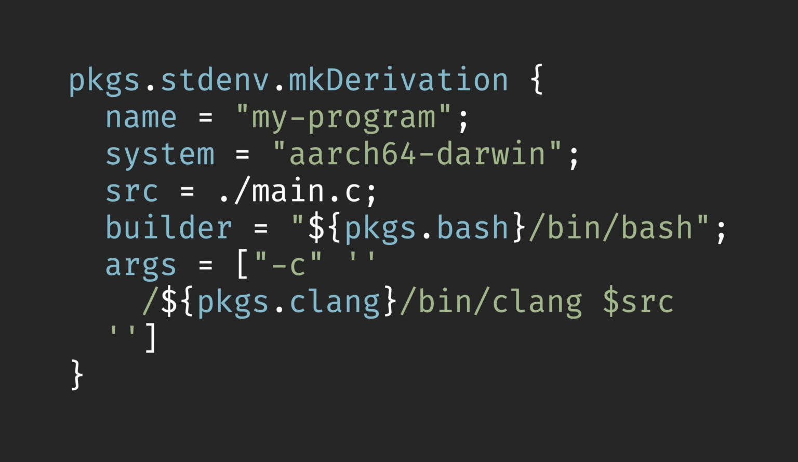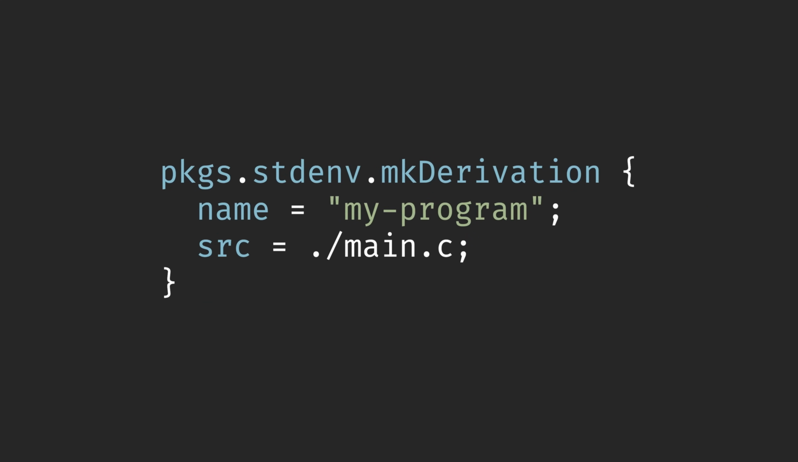mkDerivation is built for the standard workflow of downloading a source code tarball of C or C++ code, unpacking it and building it using autotools. To this end, mkDerivation populates the sandbox by default with useful tools like clang, make, autotools, tar, and so on. This allows us to remove a lot of the attributes as they are set to the correct value by default.